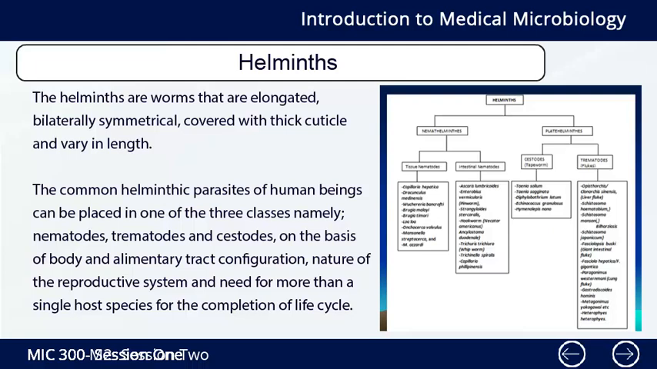Helminths. The helminths are worms that are elongated, bilaterally symmetrical, covered with thick cuticle, and vary in length. The common helminthic parasites of human beings can be placed in one of three classes, namely nematodes, trematodes, and cestodes, on the basis of body and alimentary tract configuration, nature of reproductive system, and need for more than a single host species for the completion of their life cycle.